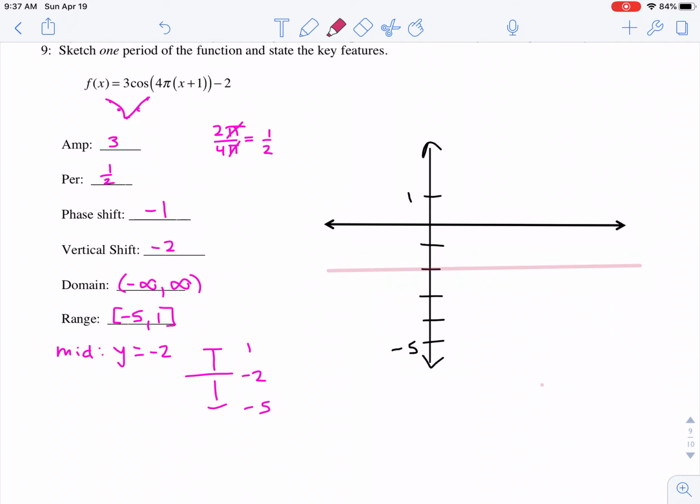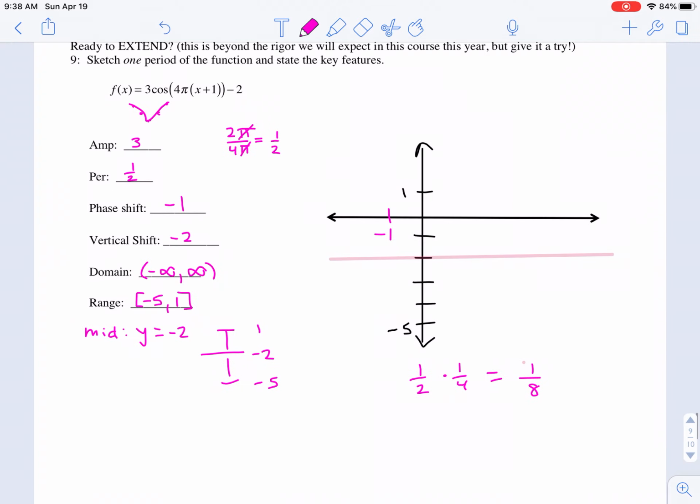Now I need to figure out what are my intervals and what are those key points, what are those x-axis labels going to be? So my phase shift is -1. So that means I'm going to go to the left 1, and there's -1. That's where my period is going to start now because it's shifted. And then I'm going to add 1/4 of my period each time. So my period is 1/2, and I want to divide that by 4 to get my 4 intervals. So that means each interval is 1/8.